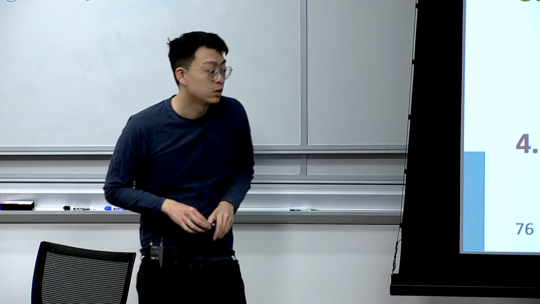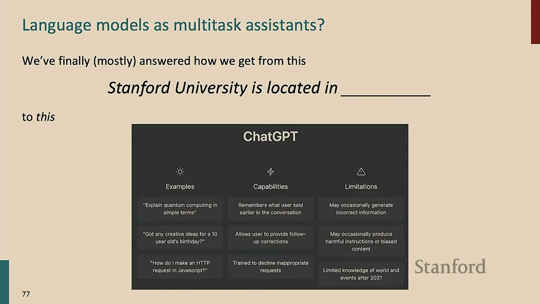Okay, so I think we have 10 more minutes if I'm not mistaken. So we've mostly answered how we get from this to this, right? There are some details missing, but the key factors are one, instruction fine-tuning, and two, this idea of reinforcement learning from human feedback.